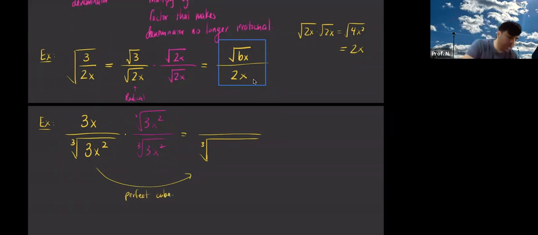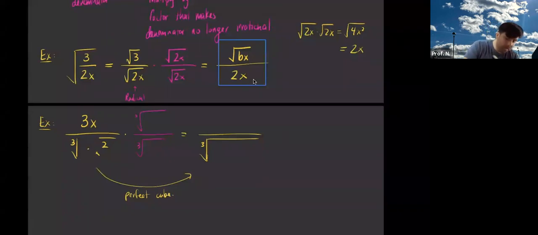So we have to be a bit more creative. We can't write 3x squared. I can't do that. What I have to do is try to figure out, hey, what do I multiply to 3? And what do I multiply to x cubed squared? What do I multiply to that so that I create a perfect cube?